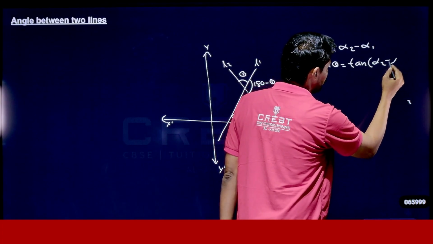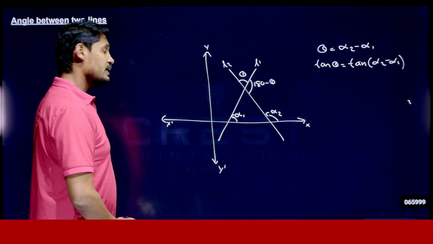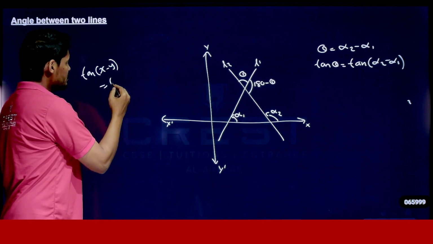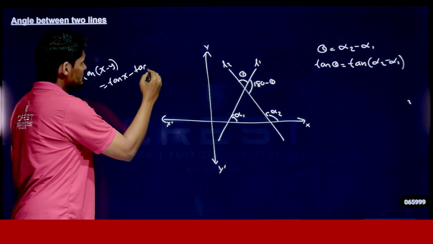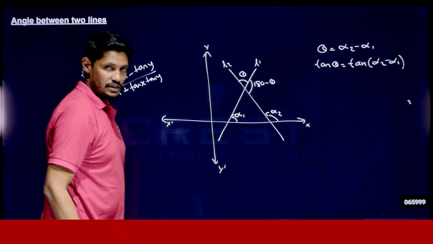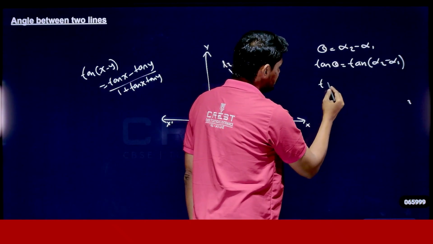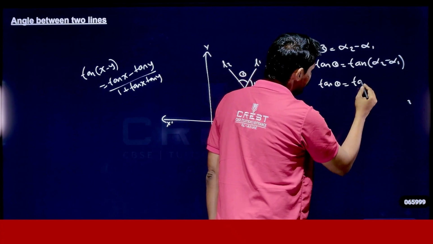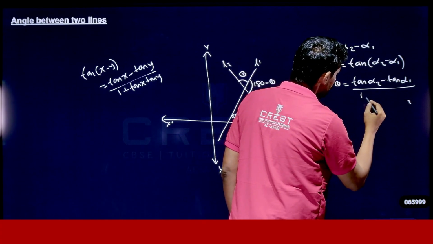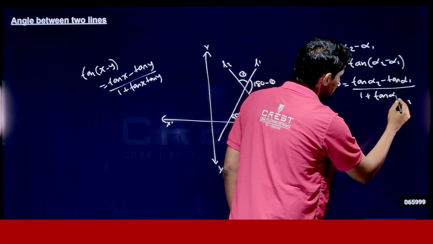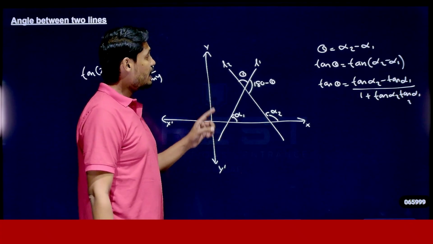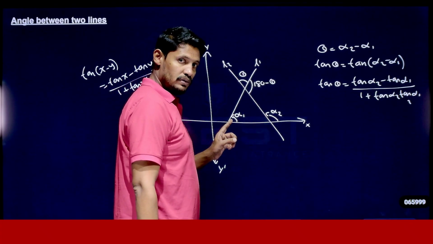And we know tan(x minus y) is tan x minus tan y divided by 1 plus tan x into tan y, which you have already studied in trigonometry. So you can apply here: tan theta is equal to tan alpha 2 minus tan alpha 1 divided by 1 plus tan alpha 2 into tan alpha 1. And what is tan alpha 1?